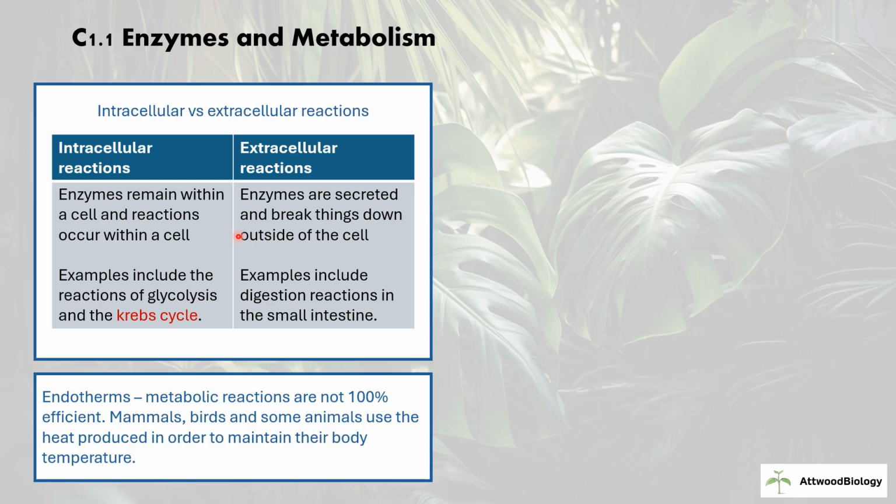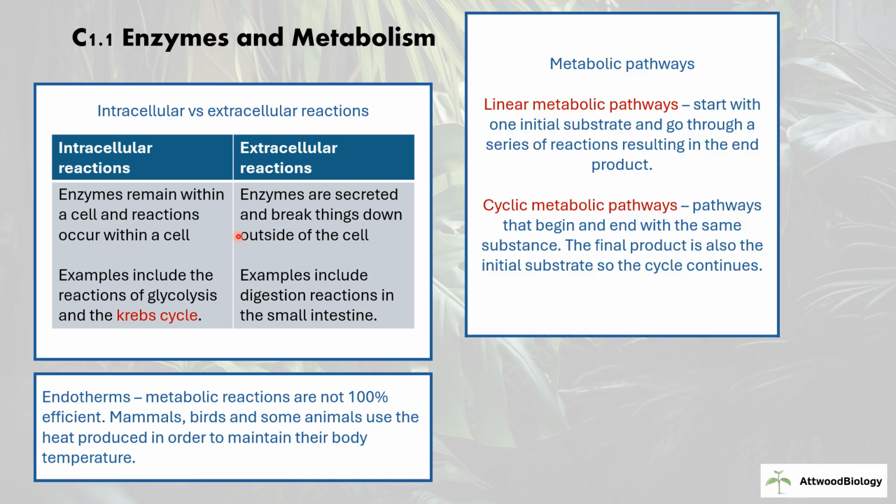In endotherms, metabolic reactions are not 100% efficient. So mammals, birds and some animals use heat produced in order to maintain their body temperature. So any heat that's produced within those reactions is used to maintain their body temperature because they maintain a constant internal environment.